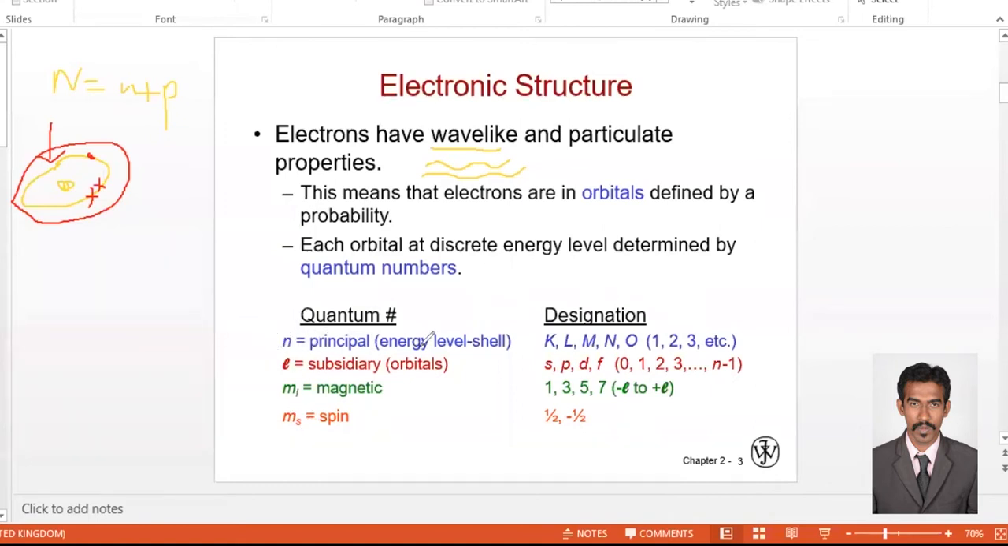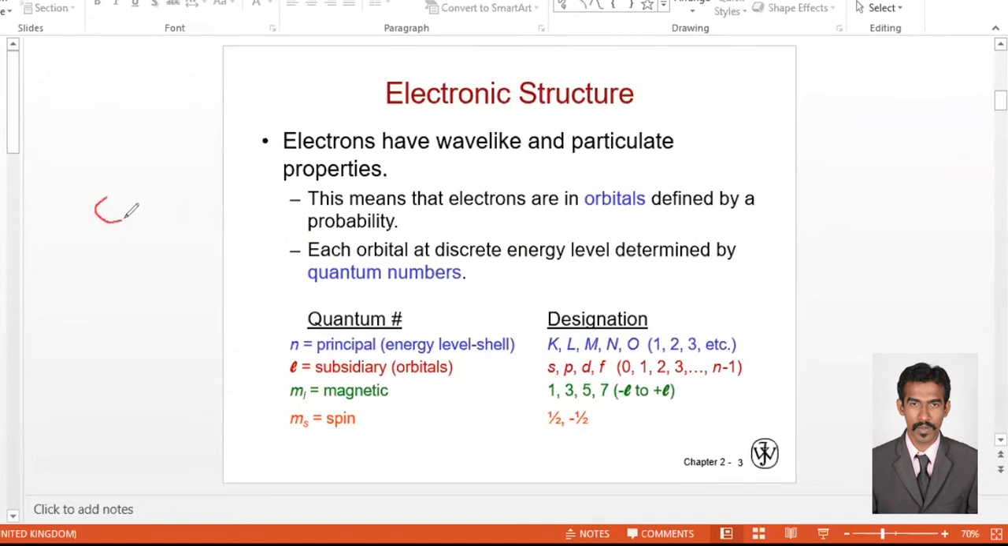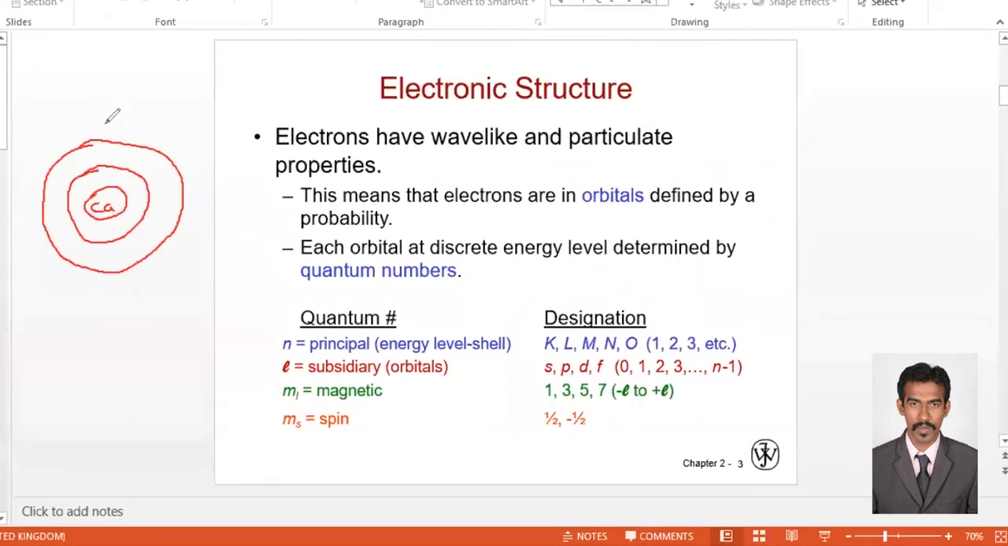Small n is the principal energy level. We will say principal energy level shell, right? So the designation is K, L, M, N, O. If you just imagine, I'll take calcium. So calcium is 2, 8, 8, 2, right?